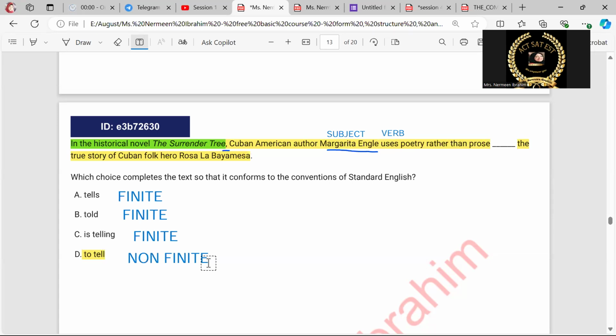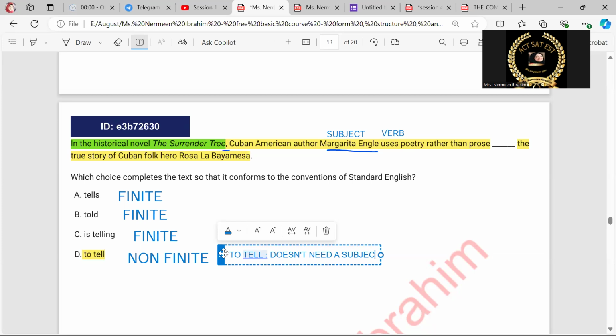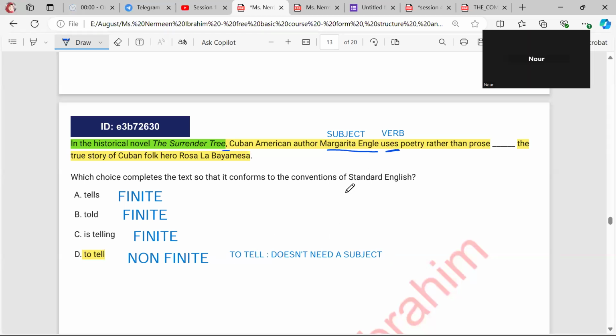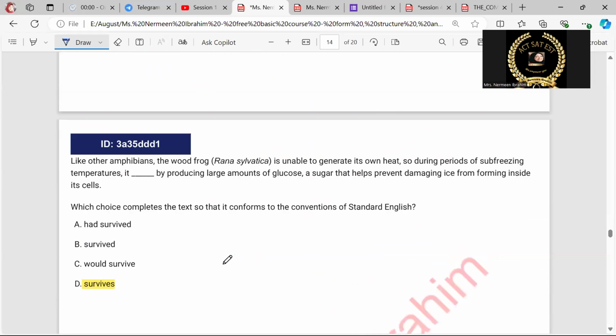We don't have a subject, so "to tell" doesn't need a subject and doesn't make a main verb. We don't need a main verb because the main verb is already written here, right? Yes. That's why "to tell" is the best answer. Now, number 14.